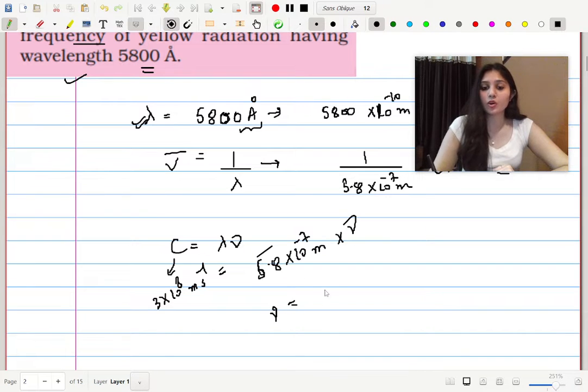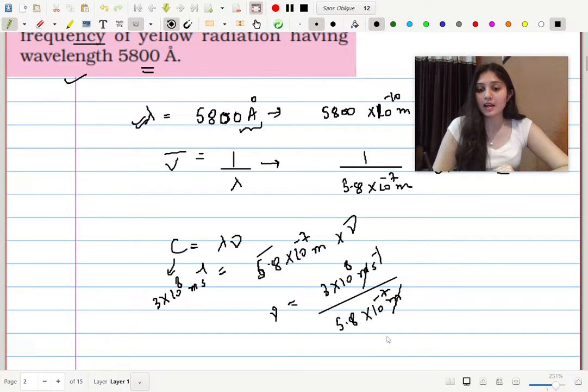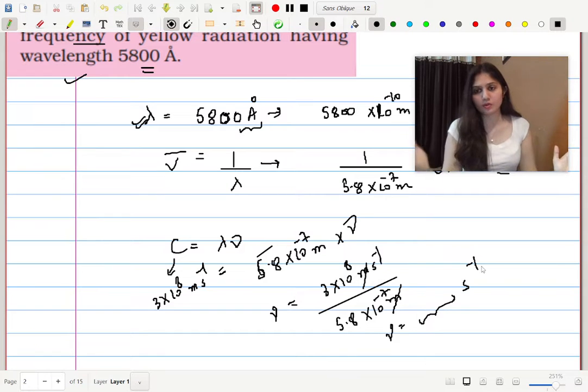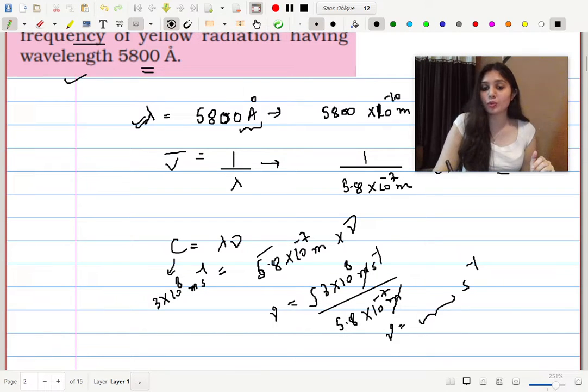So nu is going to be what? 3 into 10 to the power 8 meter per second divided by 5.8 into 10 to the power minus 7 meters. Okay, so meter and meter are going to cancel, and the answer that you're going to get after this division is going to be in only second inverse. ठीक है, and frequency का unit क्या होता है? It's second inverse or hertz, right? So it is correct with respect to units, and with respect to the answer, of course, it is going to depend upon how good you are at mathematics.